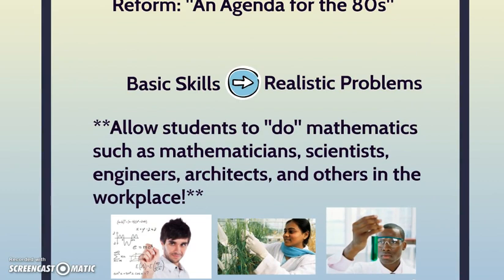So the movement caused a new reform that was created by the National Council of Teachers of Mathematics, which from here on we will refer to as NCTM. They developed an agenda for the 80s. And basically this was taking those basic skills that students were learning and making them into realistic problems so that students can experience actively how to do mathematics, such as mathematicians, scientists, engineers, architects, and others in the workplace.